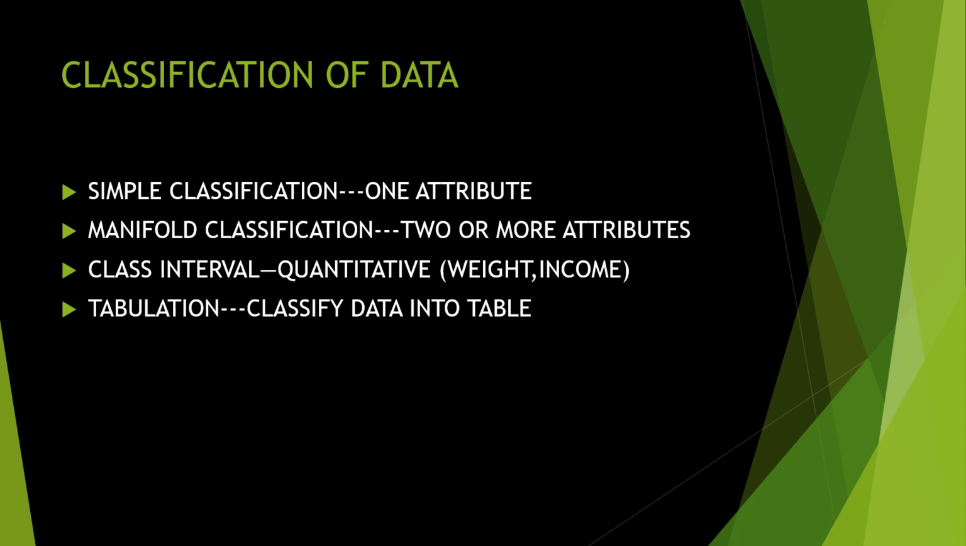So I think you are clear about it. Simple classification: only one attribute, one type is there. Manifold: two or more attributes are there. Class interval means it is measurable. And tabulation is making it in a tabular method, that is called tabulation.